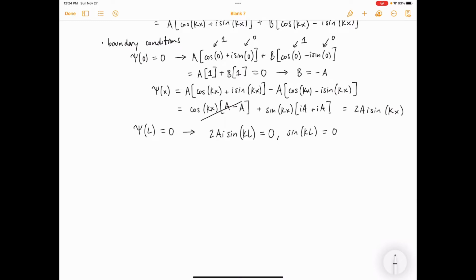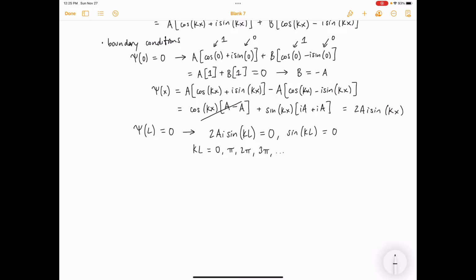Okay, so the question is, what angle can I plug into the sine function and get out 0? Well, if I do k times L equals 0, that would work, right? Because the sine of 0 is equal to 0. If I had pi, that would work also because the sine of pi is equal to 0. 2 pi would also work, 3 pi, and you can probably see where this is going.